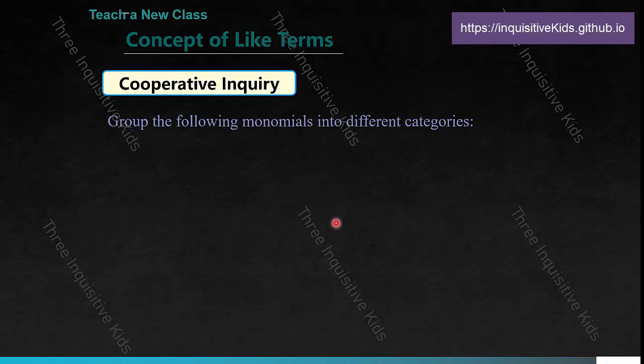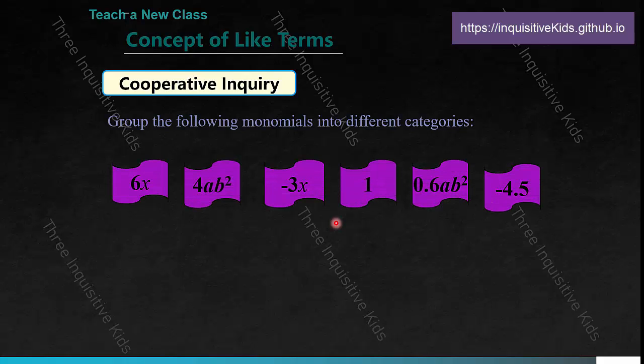So I'm going to give you some examples of monomials, and then I want you to group them into different categories. So here are the monomials: 6x, 4ab squared, negative 3x, 1, 0.6ab squared, and negative 4.5. Pause the video, and on your notebook or piece of paper, write down how you would organize them into categories.